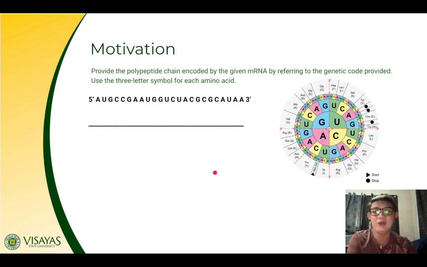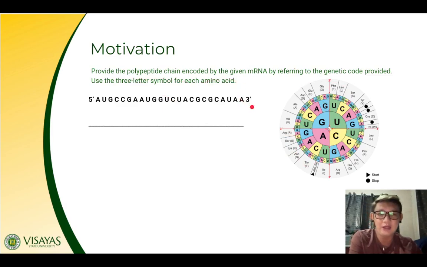So before we proceed with our discussion proper, we will be having a brief review first of what you have learned during your genetics course. So you have here a messenger RNA that needs to be translated into a protein. So you provide the polypeptide chain encoded by the given mRNA by referring to the genetic code provided. So you use the three-letter symbol for each amino acid.